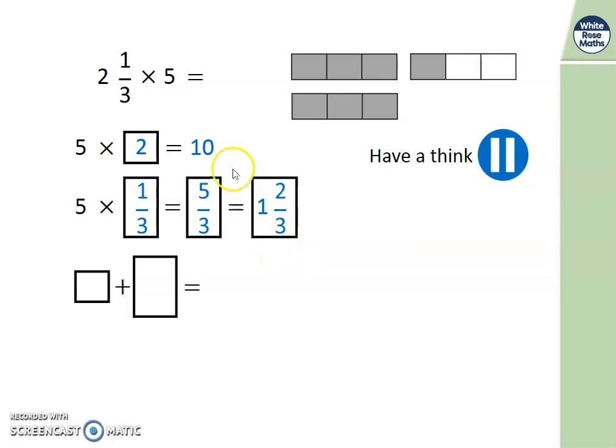Now I need to add the parts back together. That's 10 whole ones and 1 and 2/3. Add the whole ones first. That's 11 and 2/3. Well done.